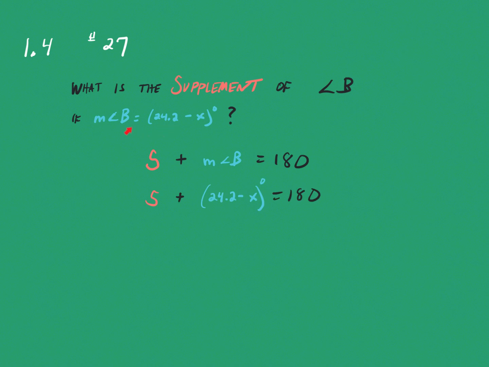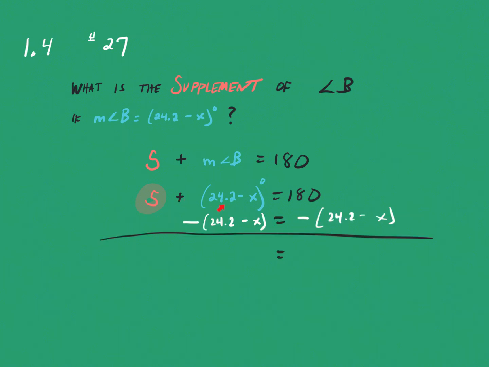Substituting this expression in for the measure of angle B, we have this. And remember what the question is asking for. What is the supplement? In other words, solve for S. So we just need to get rid of the blue stuff, get S by itself, and we will know the answer to what is the supplement. It will be S.